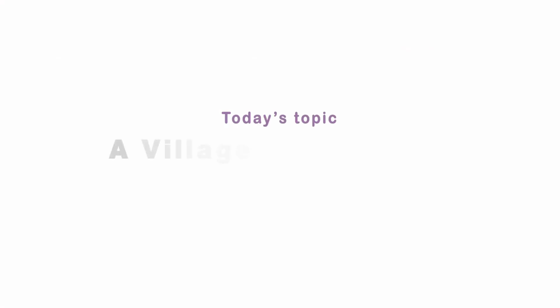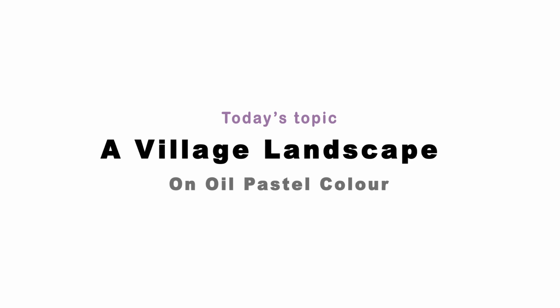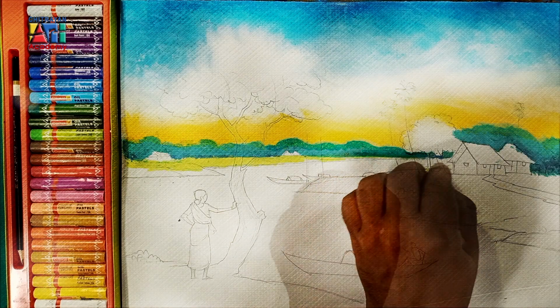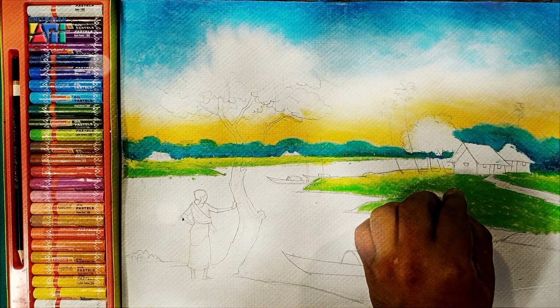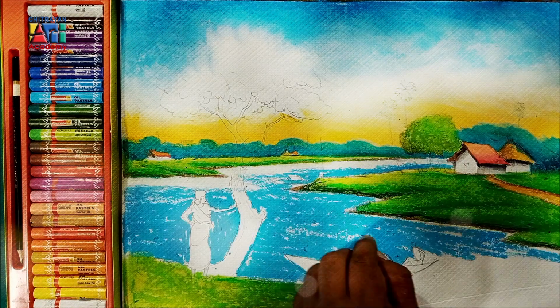Today I am going to show you how to draw and paint a landscape on oil pastel. Before that, I want to introduce my art materials also. I use here some pencils like 2B or 4B and oil pastels also.